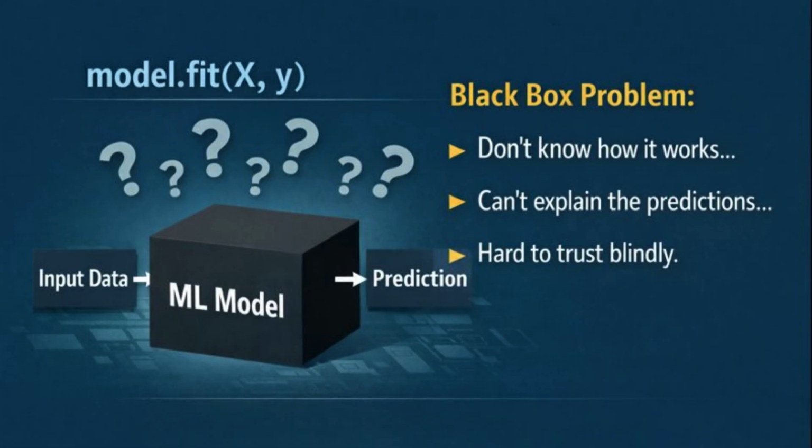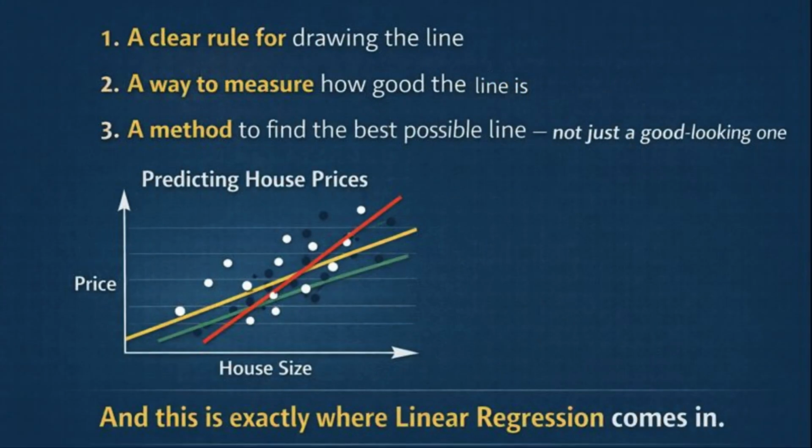Machine learning libraries solve this with one line of code. But if you don't know what's happening inside, you don't know why a model made a prediction. You can't debug it, you can't trust it, and you definitely can't improve it. So what we really need is three things: a clear rule for drawing the line, a way to measure how good the line is, and a method to find the best possible line, not just a good-looking one. And this is exactly where linear regression comes in.